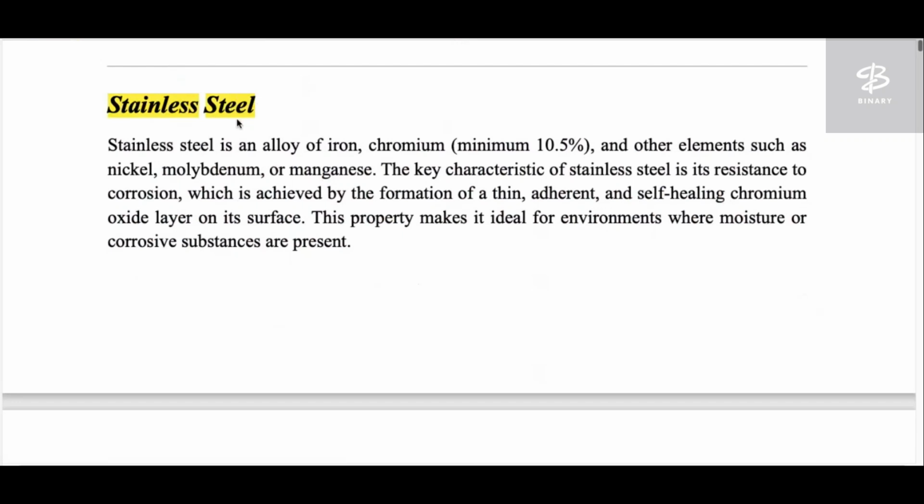If the term steel is there, it means it is an alloy of iron having carbon which is less than 2%, which is obvious with the definition, as the name suggests. Now if there is a stainless steel, then this definition applies: stainless steel is an alloy of iron having chromium of minimum 10%, and other elements such as nickel, molybdenum, and manganese.